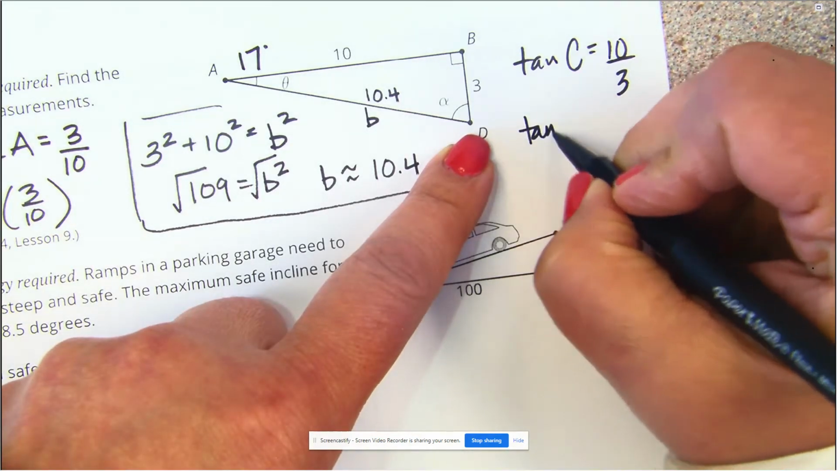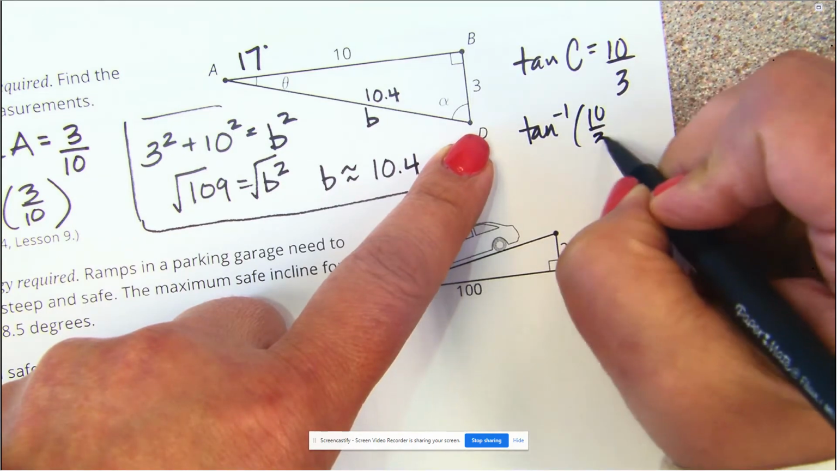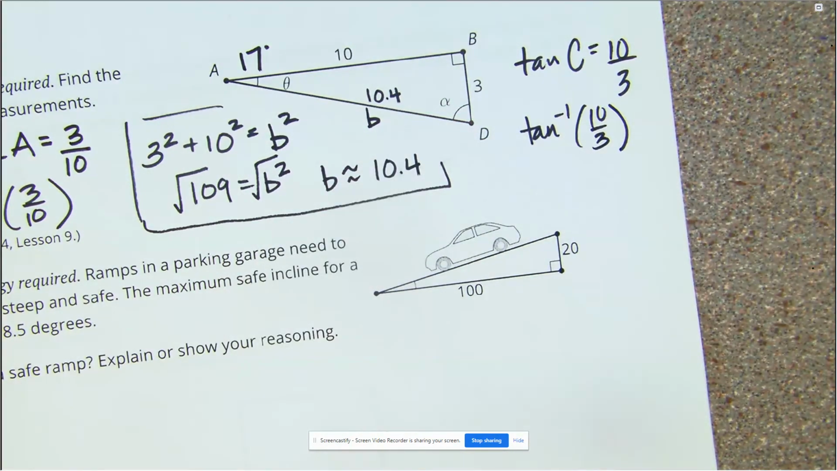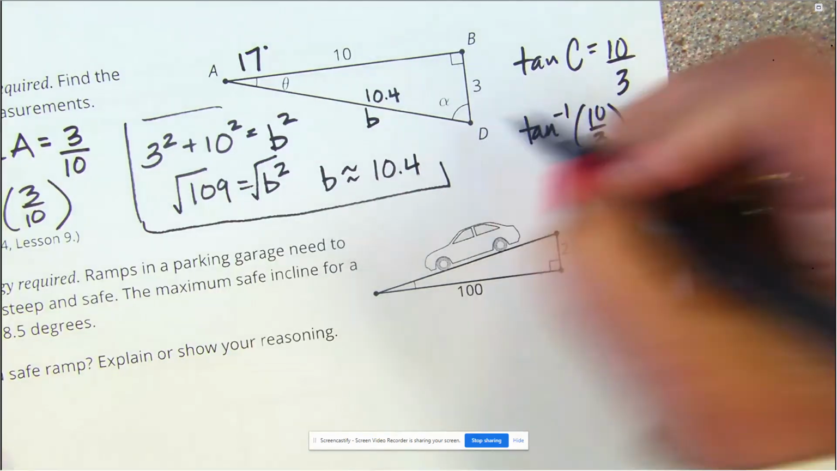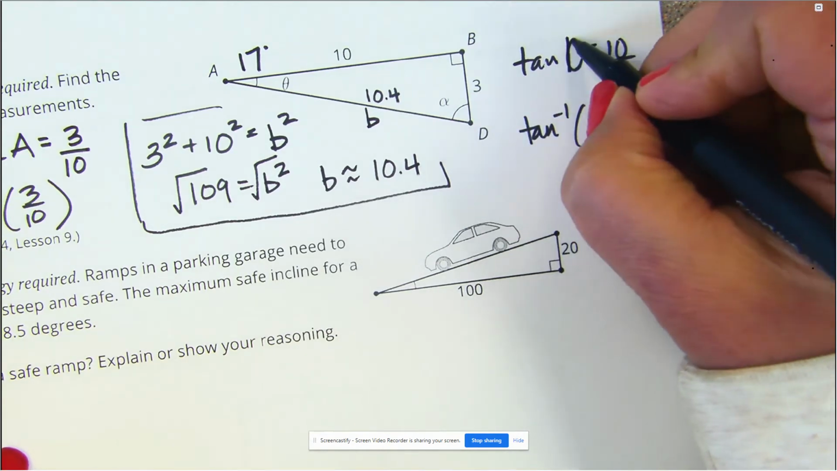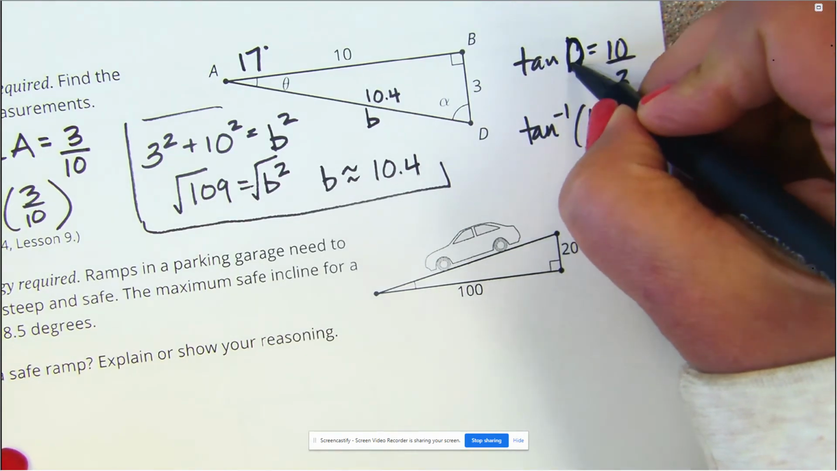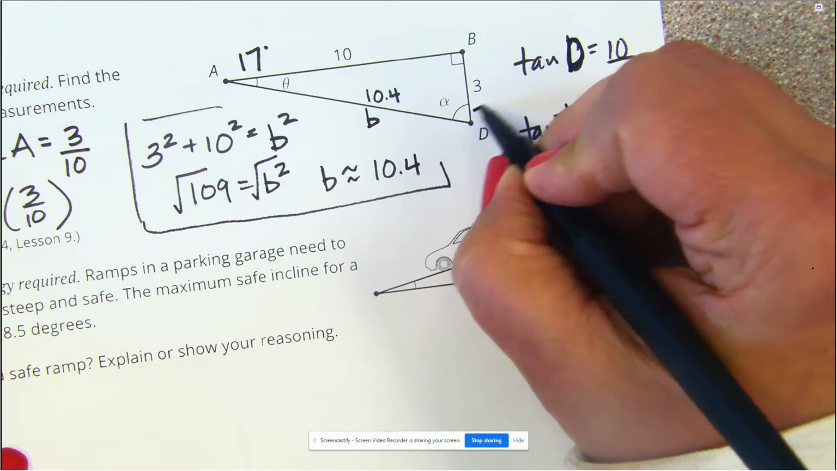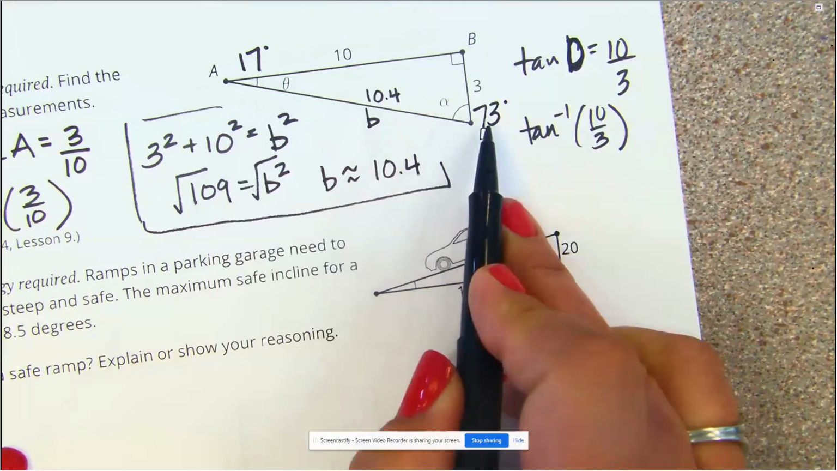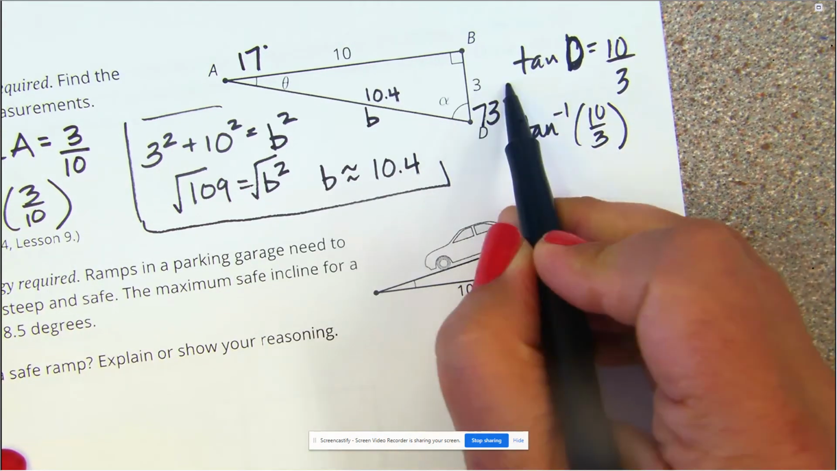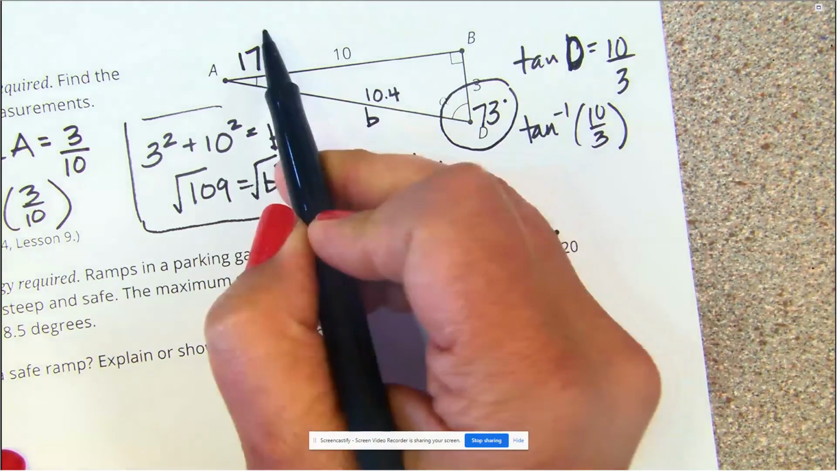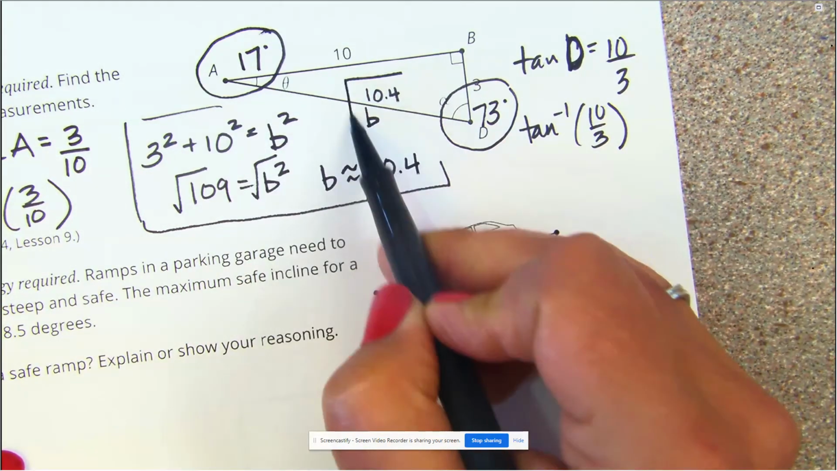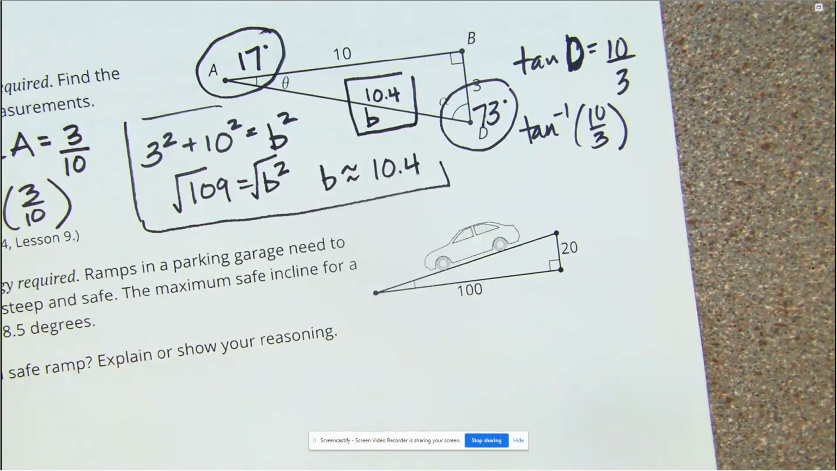So inverse tan of 10 over 3, let's type that in. It should be about 73 degrees. It's going to be rounded, right? Yep. Oh, that was D. Sorry, guys. I thought that was a C. D. So 73 degrees. And I could have just got that by subtracting from 90. We got angle D is 73, angle A is 17, and this missing side is 10.4.